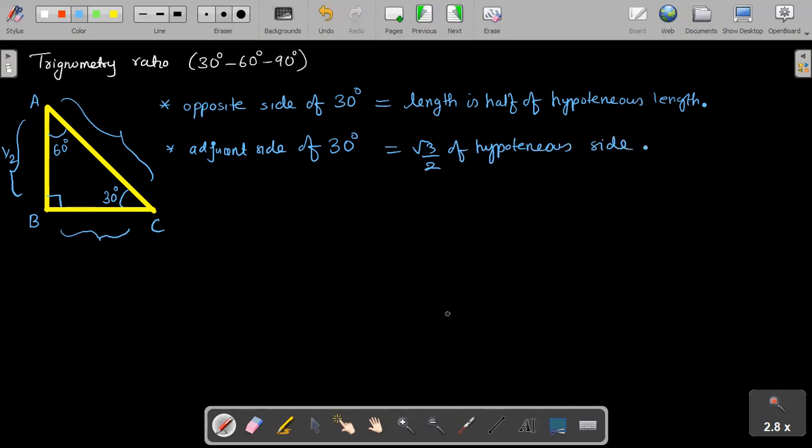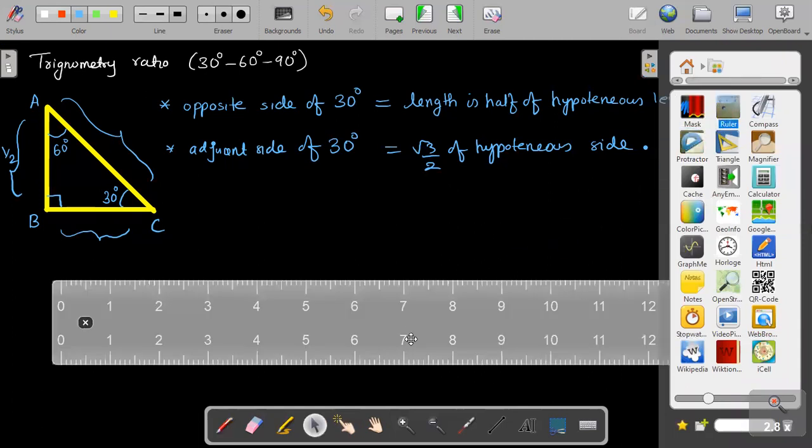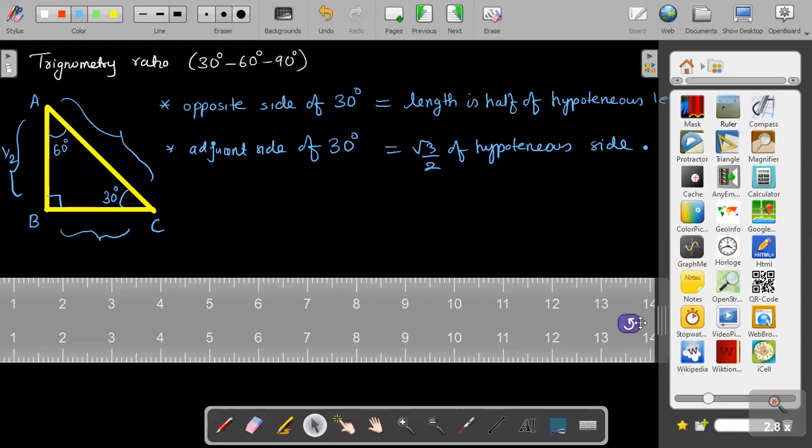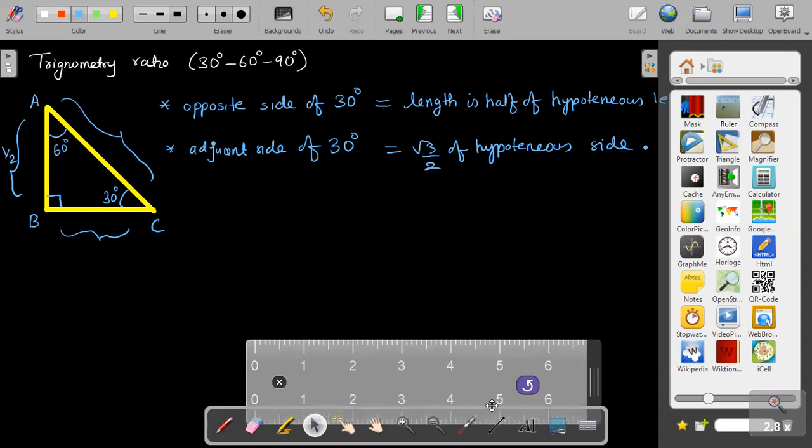Can we just check by drawing it using the proper length, and then we check using our ruler whether it is really half of the hypotenuse, whether it is really √3/2 of hypotenuse. We can check it. Let's not totally believe in the textbook. Let's check by ourselves whether this theorem really works. So what I will do, I will take a ruler and I will first try to draw a horizontal line. I don't know how much centimeter it is. I'll just draw a small line.